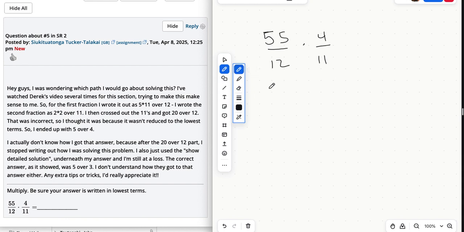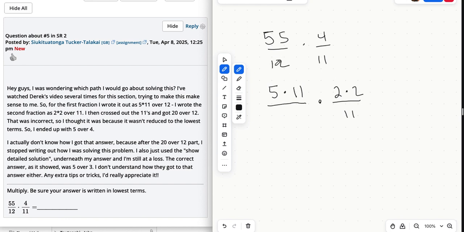Oops, let me get that back to a pen. So we got 5 times 11, like you said. And then over here will be times 11. And then let me go ahead and do exactly what you said here and write that 4 as a 2 times a 2. And I'll show you an alternative version in just a second.